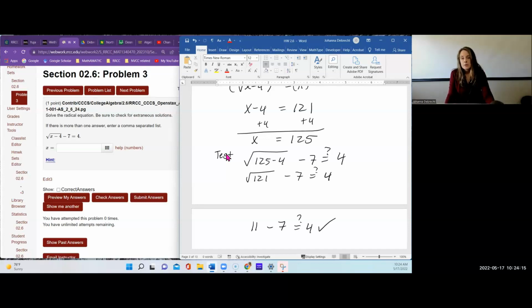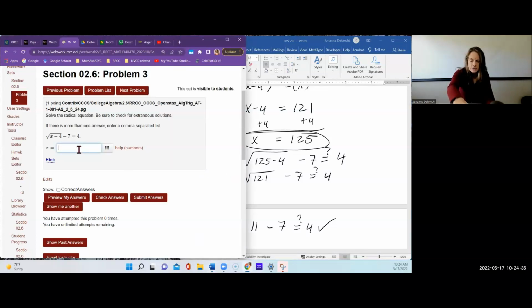What typically happens when you get an extraneous solution is that you have the same number value, but opposite signs. In other words, it would say something like 4 equals negative 4, which is false. And that would lead to an extraneous solution, and there'd be no solution. Because it worked, we can circle x equals 125 and give that as our solution.